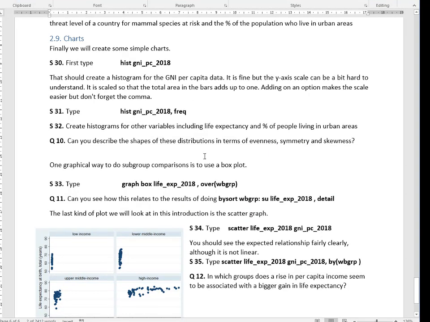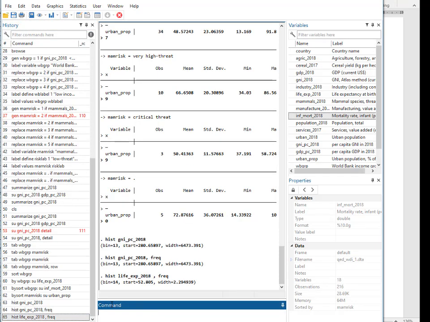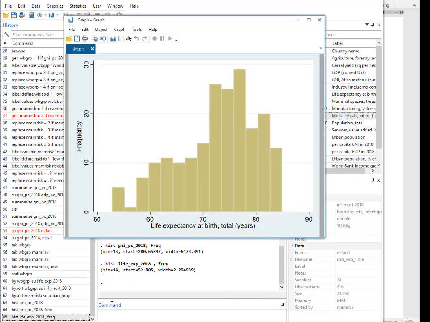Notes say you should be able to make histograms for other variables. So you should be able to do similar things for life expectancy, percentage of people living in urban areas, very easily. So let's stick with the one with frequency. You can just do life expectancy, comes out like that. Okay, so that's that kind of shape.